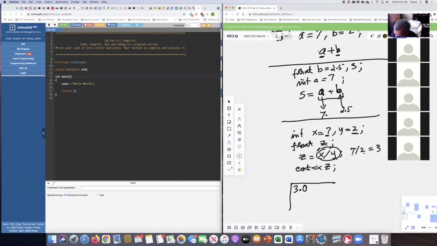And then when you assign it to z, since z is a float type, it'll become 3 point. So z will have 3 point. And that's why you're getting 3.0. The correct answer is 3.5. You're not going to get that.